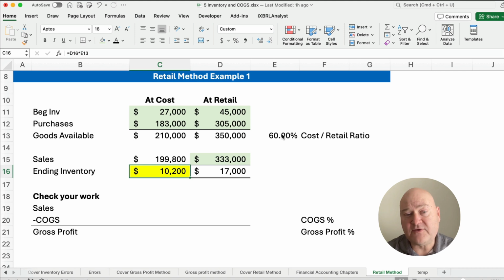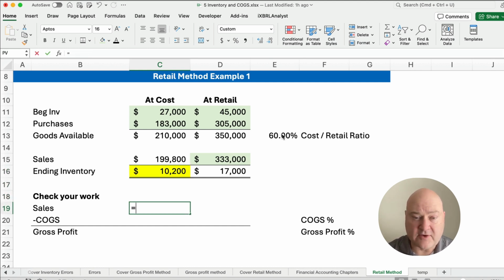So the reason why we're doing the retail method is to try to find ending inventory. However, I want to think just one step further and show our work and check our work. So I think this will be helpful for you. So what's our sales? Our sales are 333.